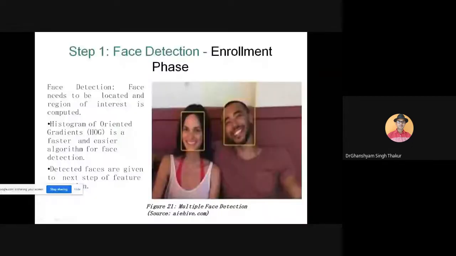Step one is face detection in the enrollment phase. The face needs to be located and the region of interest is computed. The histogram of oriented gradients, HOG, is a faster and easier algorithm for face detection, and the detected face is given to the next step.